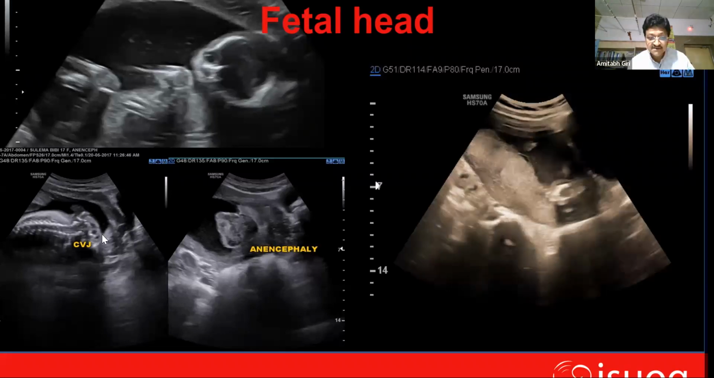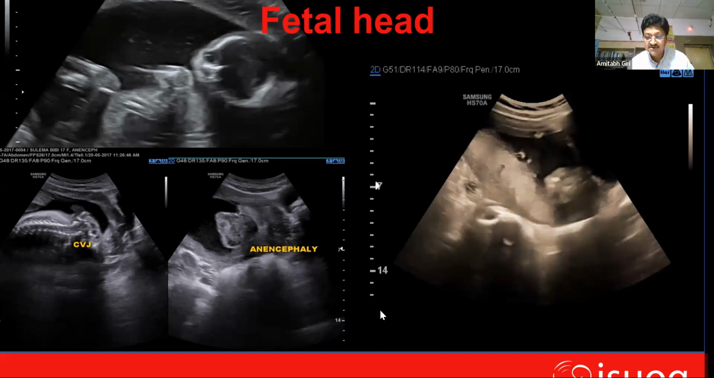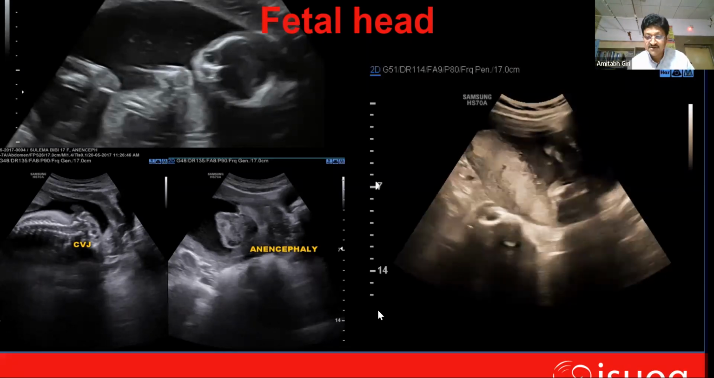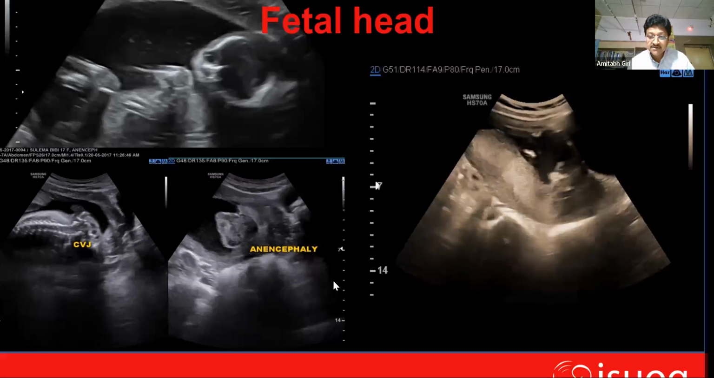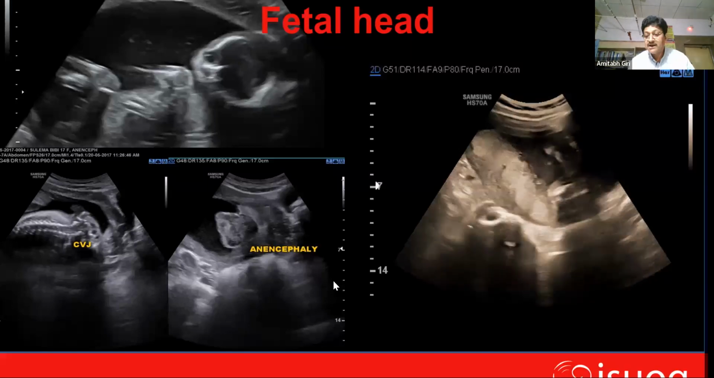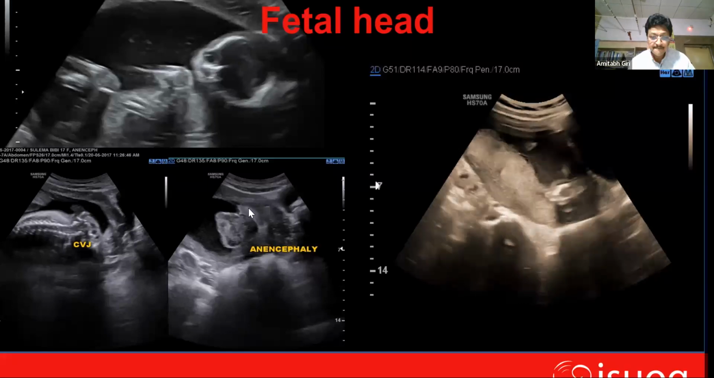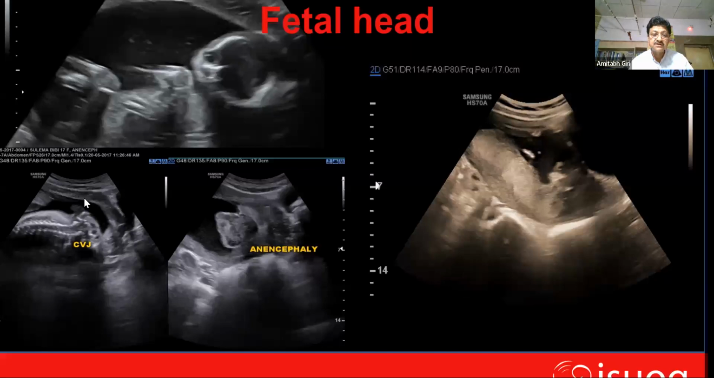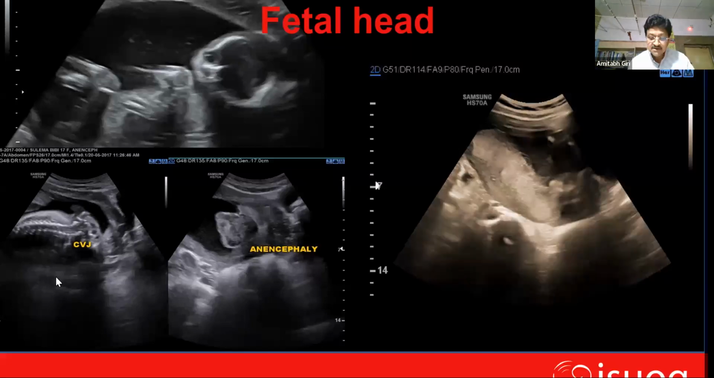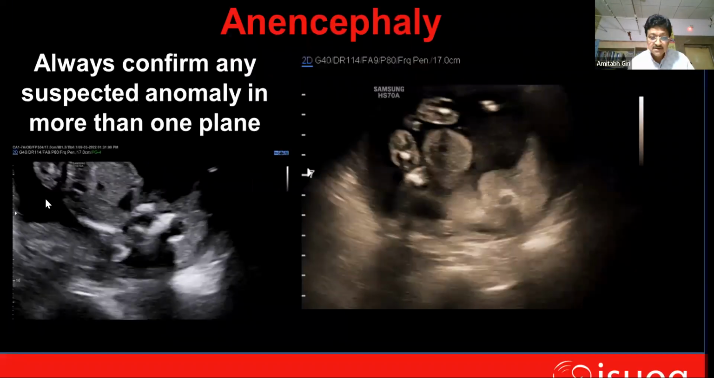But as the fetus grows to a larger size in the second trimester, gradually the fetal parenchyma is exposed to the amniotic fluid, and the amniotic fluid eats off the brain parenchyma, and then we say it is an acrania anencephaly complex. So once we see this in the longitudinal lie, we don't stop there. We have to go to the other planes to confirm it.